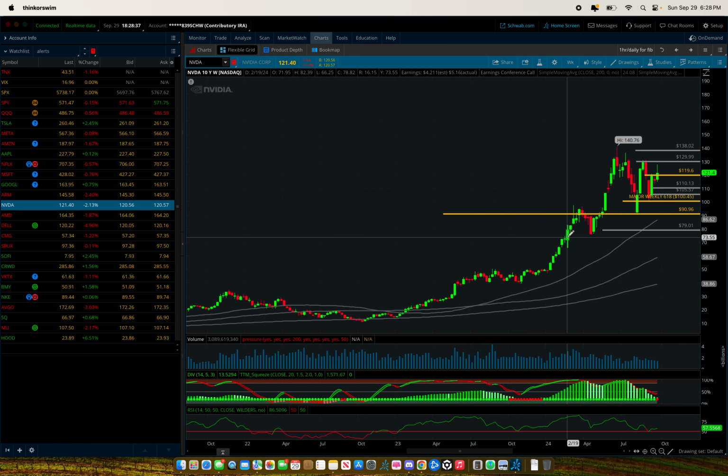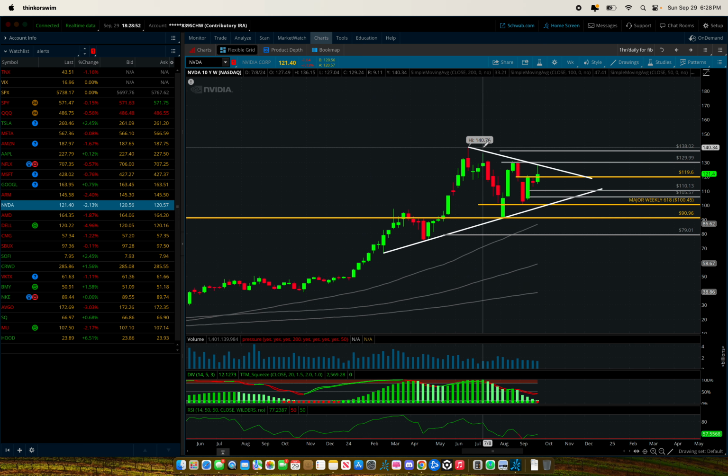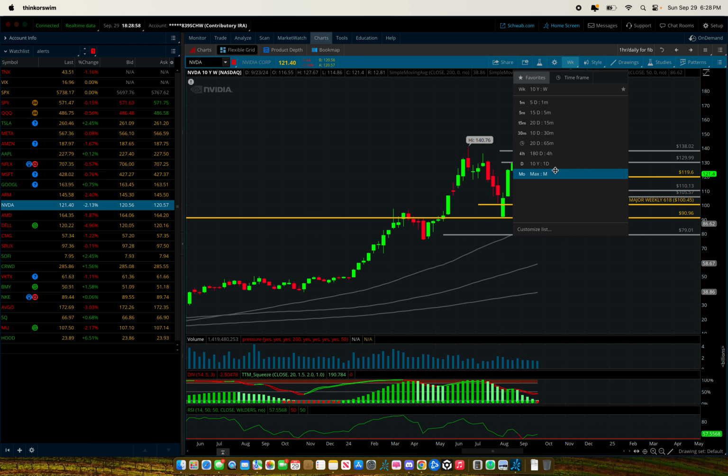Weekly chart right here. We have a nice, I would say, bull flag slash bullish pennant right here. We can start a pennant from down here. You can go like this. This is your bullish pennant right here. This could work as well. Everybody's different, but I don't use that anymore.